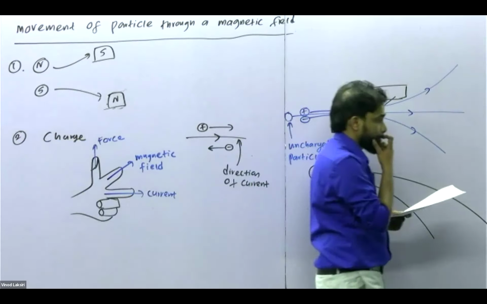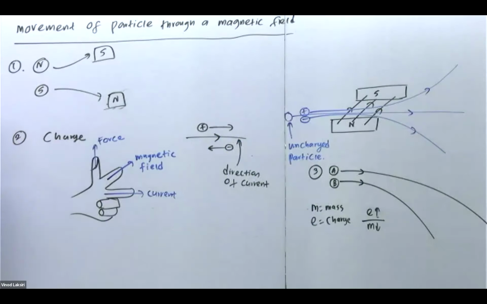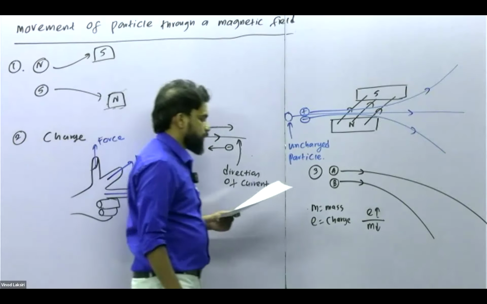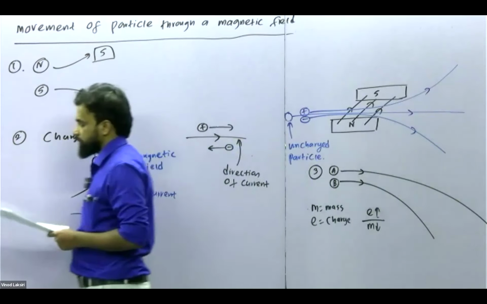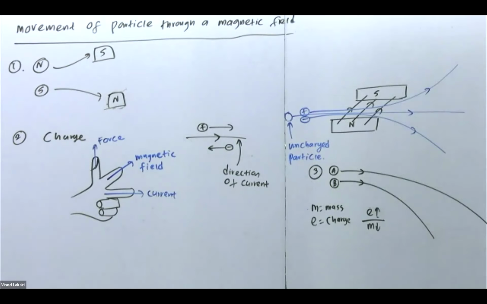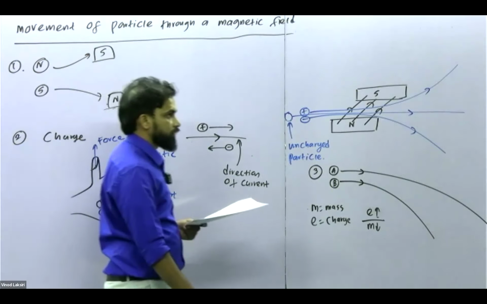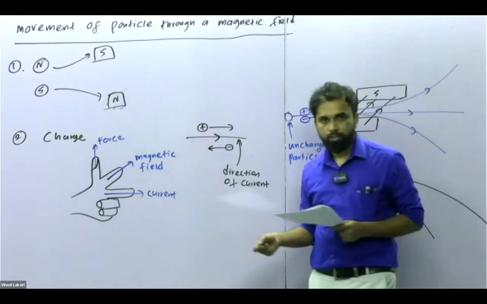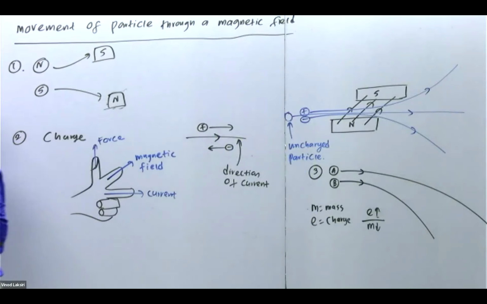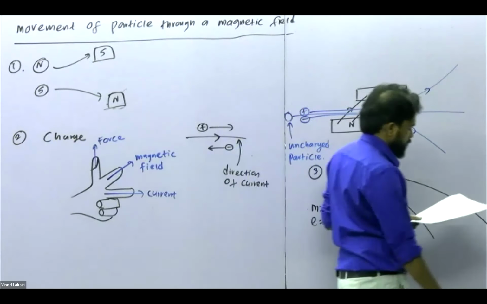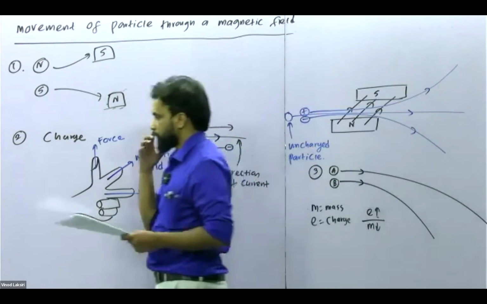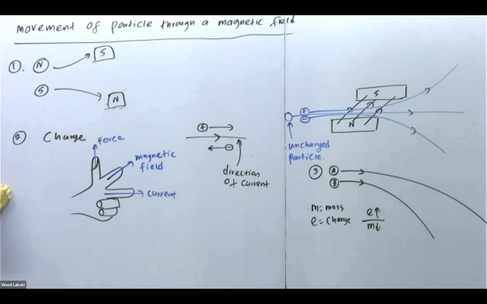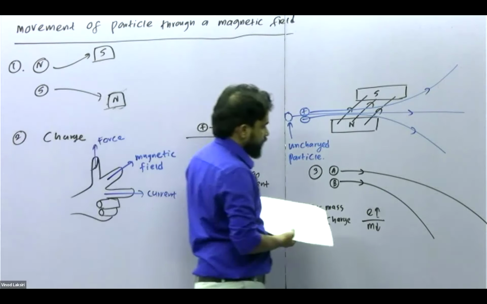Its path does not change. But when a charged particle travels through a magnetic field, it will deflect.